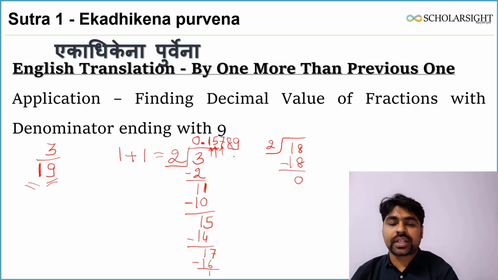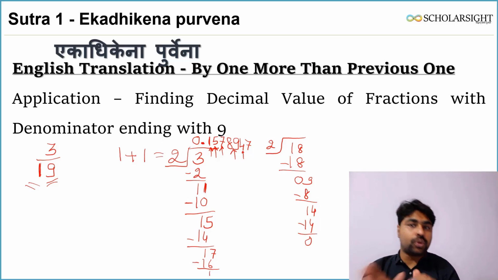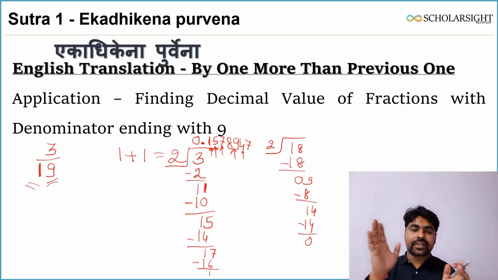0. Now what would get copy pasted? 9. So it would be 4, 2 4s are 8, remainder 1. Now 4 would get copy pasted, 4, right? So 7 will come, 14. If 0 comes, you don't have to stop, you'll keep on doing it, okay?